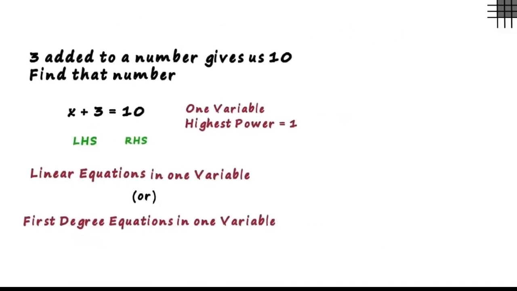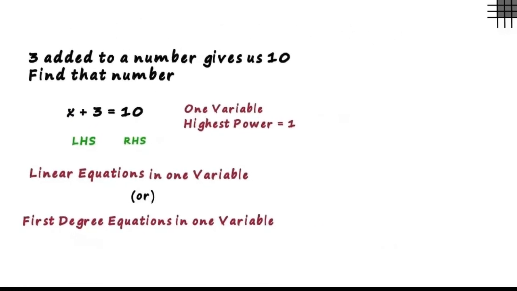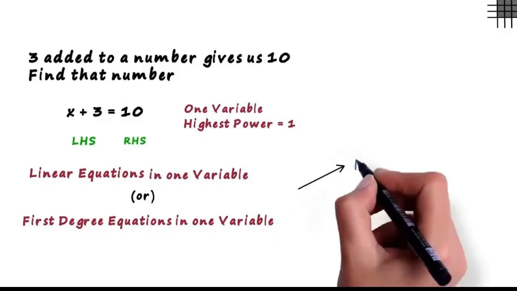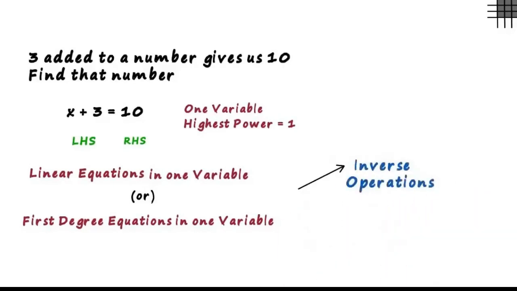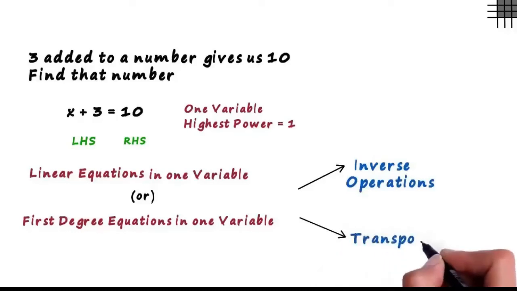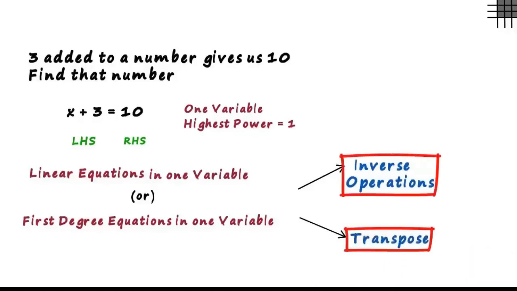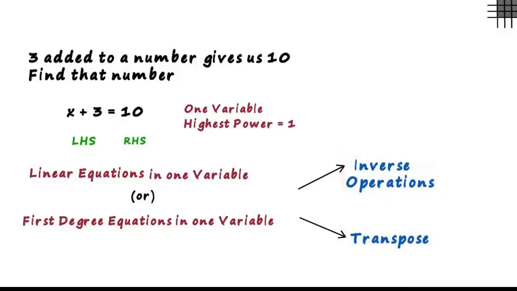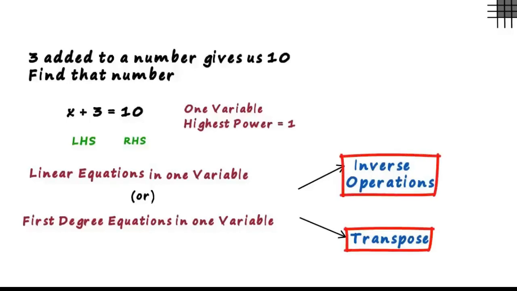There are 2 ways in which we can solve the equation. The first method is called the inverse operations method, and the second one is by using the transpose method. Both the methods give us the same answer. But after we solve equations using both the methods, we will realize that the transpose method is preferred over the inverse operations method.